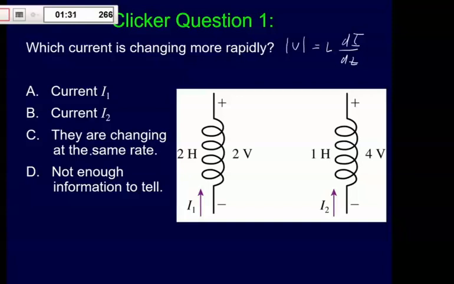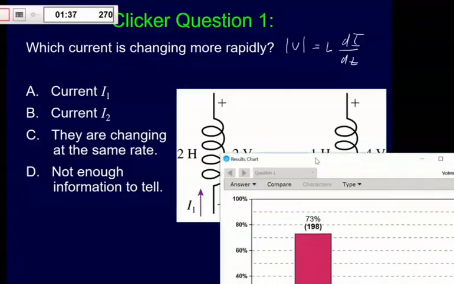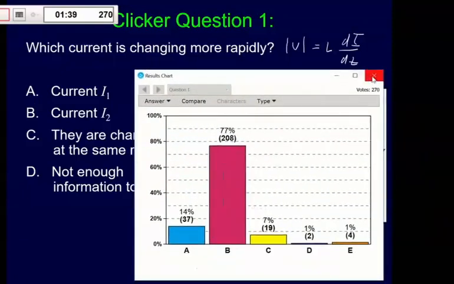Okay, and it looks like we're doing pretty good. We're just learning this stuff, so that's great. So I think I agree with the majority.